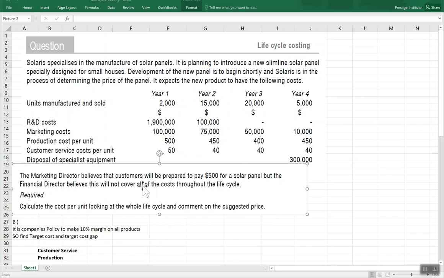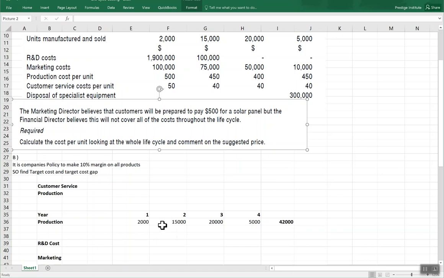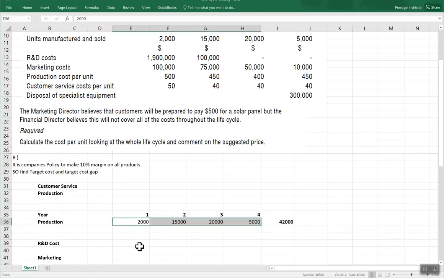So let's calculate the life cycle. So marketing director believes that we need to charge 500. So let's see whether we will be able to cover 500 or not. So we have 4-year life. I've already added the quantities. Let's write the research and development cost, which is 1.9 million.